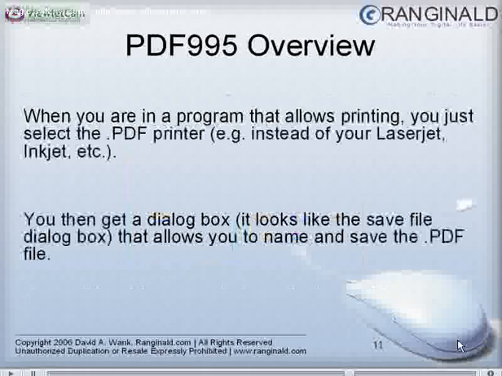So moving along, when you're in the program that allows printing, you go File, Print, you select the PDF printer instead of your LaserJet or whatever you're using, and I'll have pictures of this shortly. You'll get a dialog box, and you save the name, PDF, and you're finished.